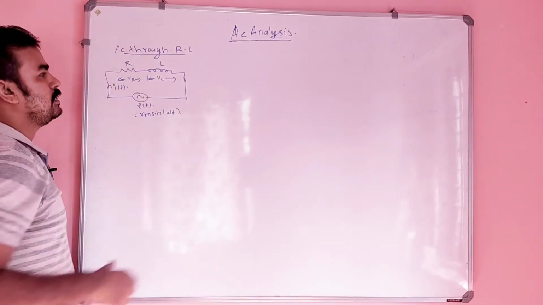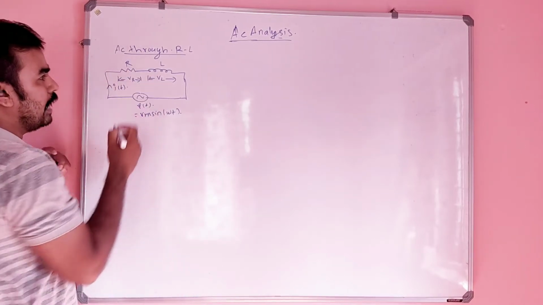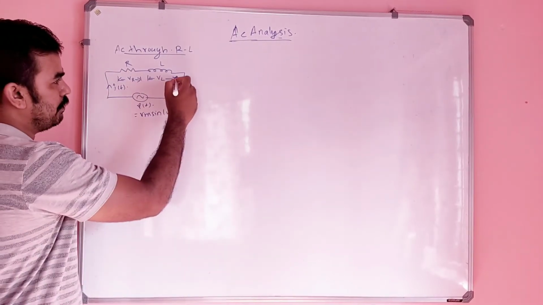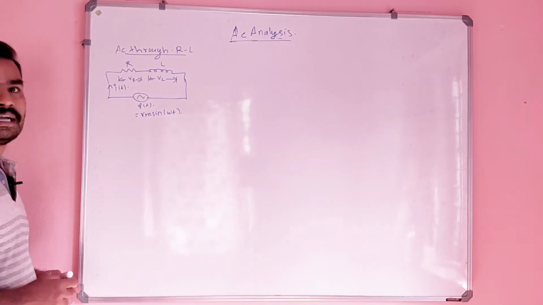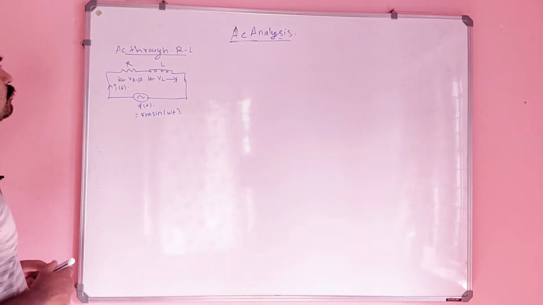VR is the voltage developed across R, and VL is the voltage developed across L, right? And we know that let I of t be the current. Simply represent it as I.